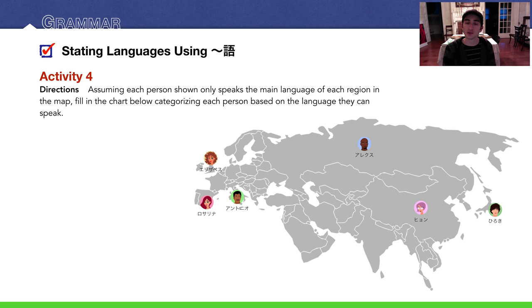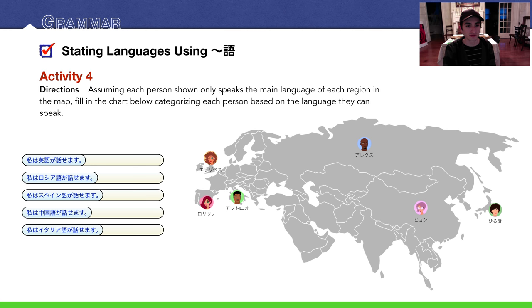Another activity, we're going to look at this map to the right. We're going to assume the people on this map can only speak the language that is, I guess, stereotypically associated with their country. So the first one, oh, pause the video right now if you want to solve.